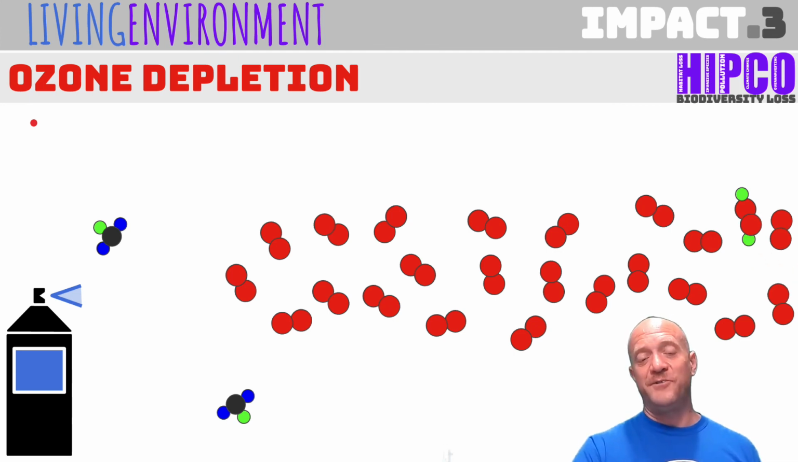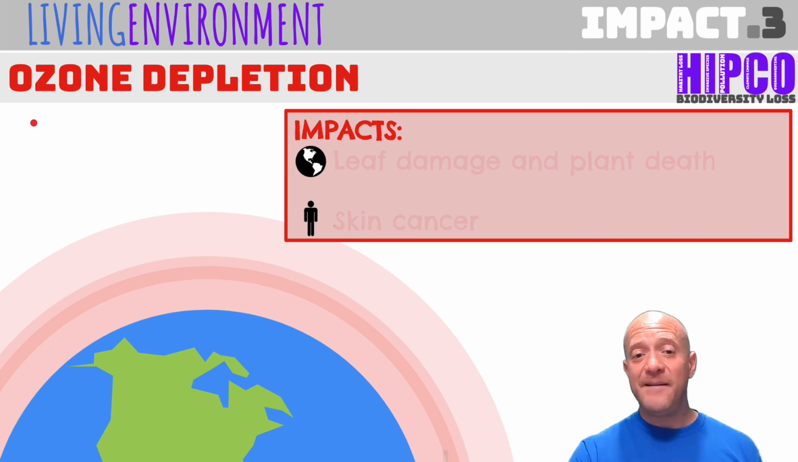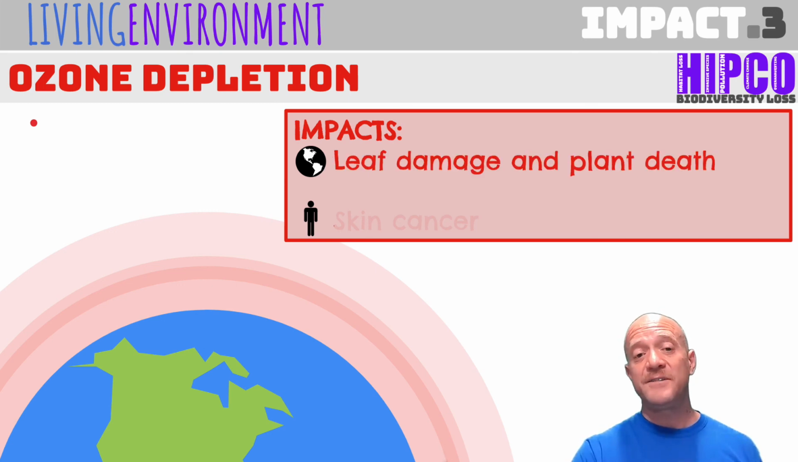produce O2. Now this is a bad thing overall, because the impact to plants and the ecosystem is that it can damage leaves, which makes them unable to photosynthesize, and that can lead to the plant's death. And for humans, it can contribute to skin cancer.